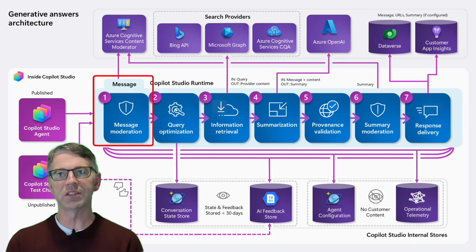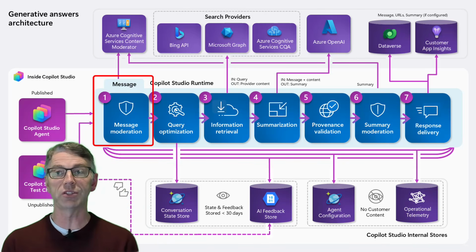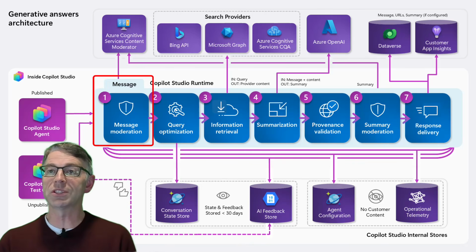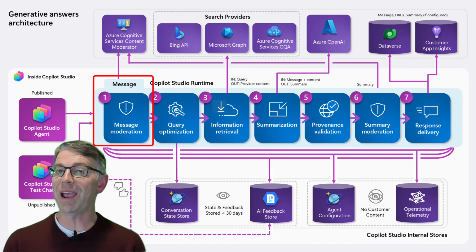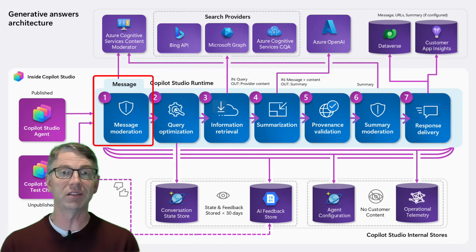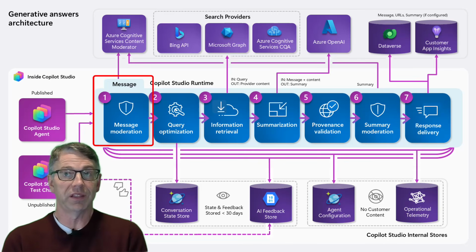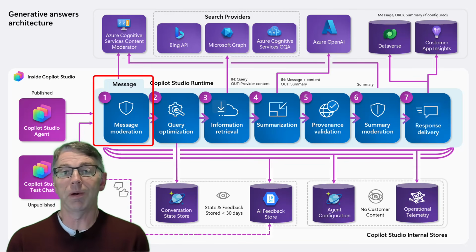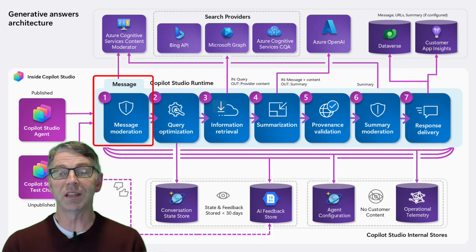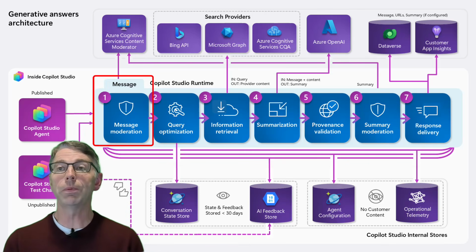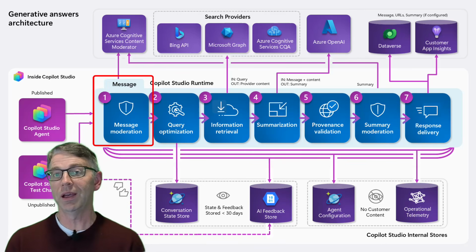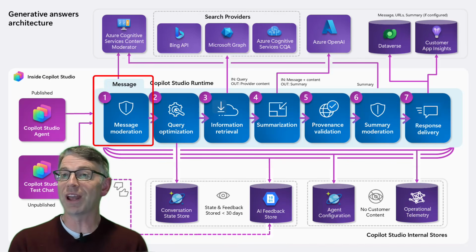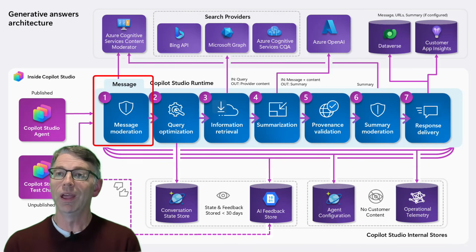So stage one is going to be where we do message moderation. This is going to be that when a person asks a question, we're actually going to make sure that the question being asked is a valid question and not something that should be moderated. The example being, if you try to ask Copilot Studio how to build a bomb, whether or not you have content that tells you how to do that or not, Copilot Studio, because of responsible AI, is not going to do this for you.